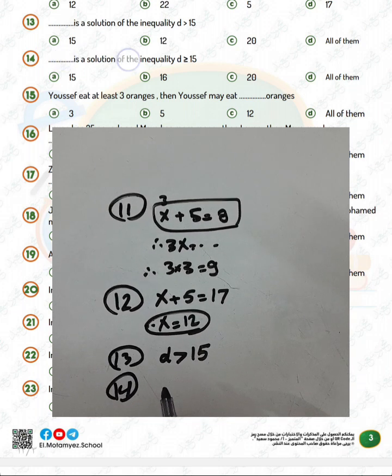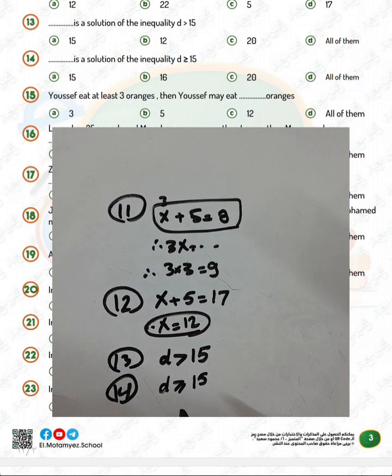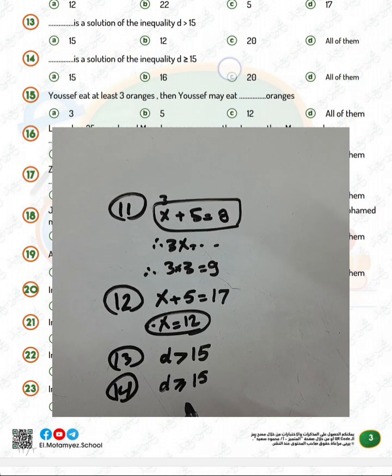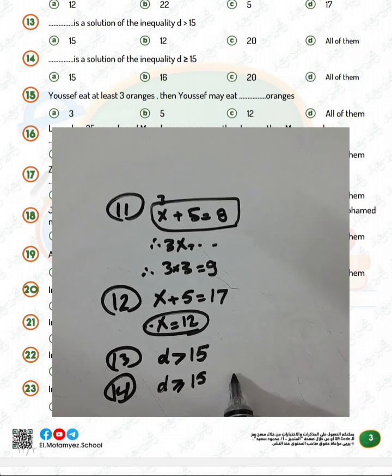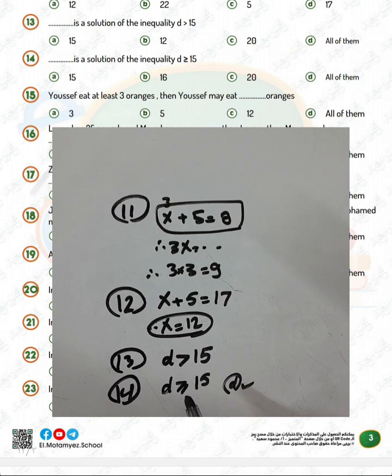The solution of the inequality d greater than or equal to 15 will be 15, 16, 20, all of them. Choose letter D about question 14, all of them, the result about this inequality.